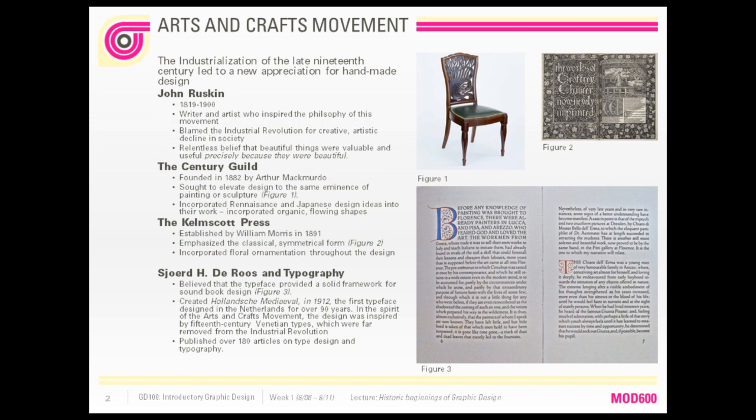Now, moving on to the Kelmscott Press, it was established by William Morris, and he emphasized classical symmetrical form in his design. He designed a lot of book design, and he also included a lot of embellishment in the design. If you look at Figure 2, you're going to notice, one, you'll see the classical form. You could draw a line through the middle of it, and the right side is almost a mirror. The left side is basically just two rectangles.